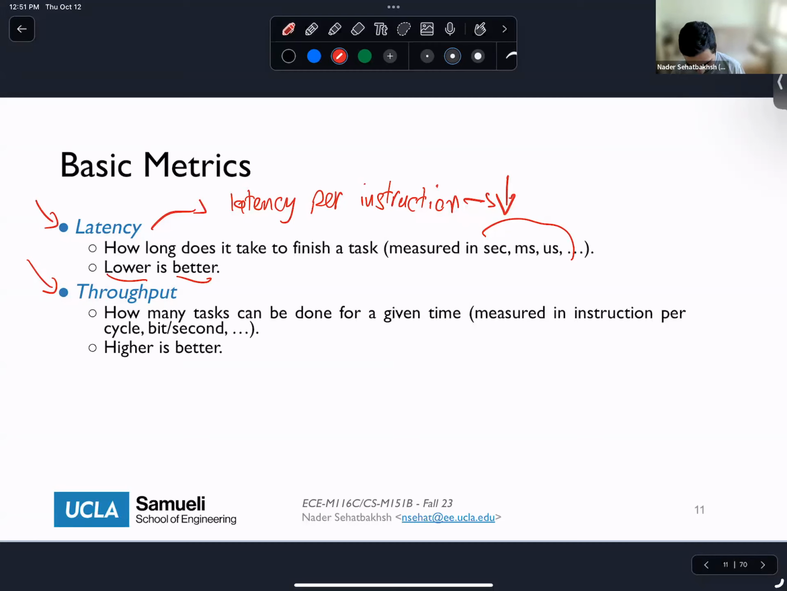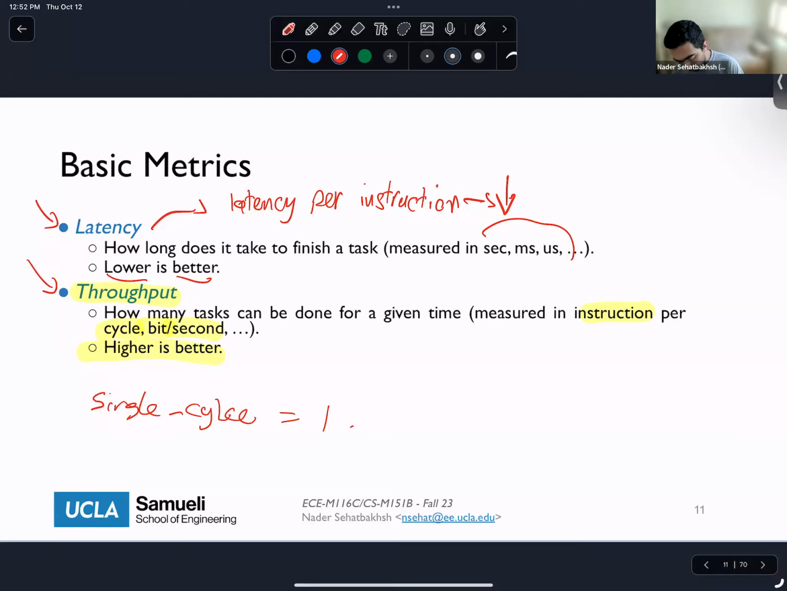Another important metric to remember is throughput, okay? The throughput is slightly different from latency, and the definition is how many tasks I can do in a given time, and this is usually a ratio. So it's typically, for example, instructions per cycle or bits per second, and so on. Unlike latency, for throughput higher is better. What is happening with single cycle design is that my throughput is essentially 1. I can only do 1 instruction per cycle, okay? And that's the biggest problem with single cycle.